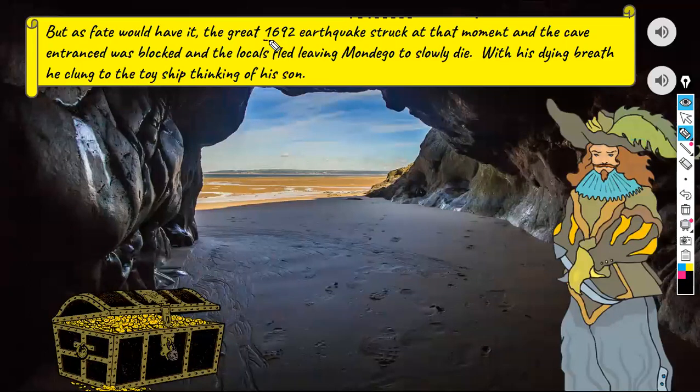Do you all know about the Great Jamaican earthquake in 1692? This is actually based on real life, right? Not the guy himself, but the date itself about the earthquake. That was one of the most destructive earthquakes in Jamaica. And it so happens Sir Mondego Santiago found the treasure at the same time the earthquake struck. So let's see what happens.